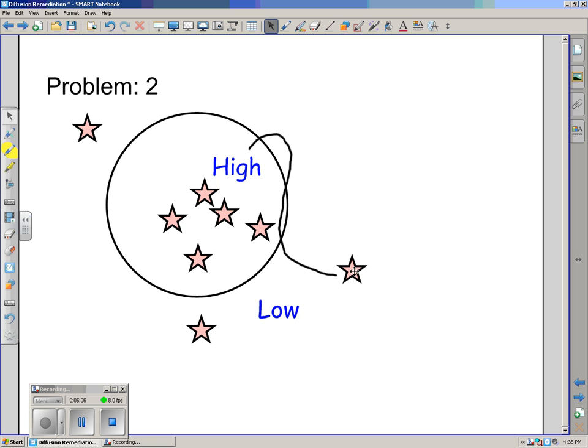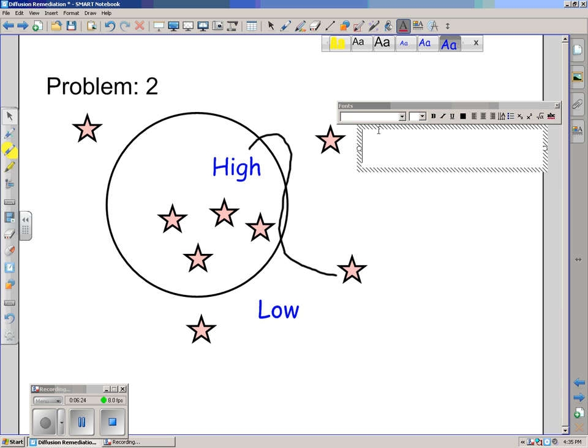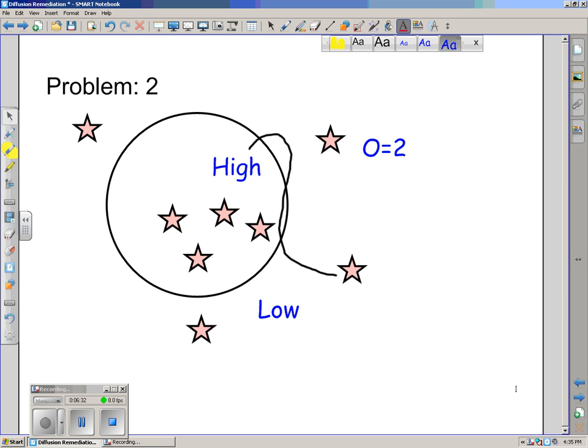1. Now we got 1, 2, 3, but we still have 5 on the inside, so we have to have some more go. 2. And now we have 1, 2, 3, 4 molecules on the outside and 4 on the inside, so we've reached equilibrium. And so our answer is going to be O for out, right? And then how many did we move? 2. Very good. Let's try problem 3.